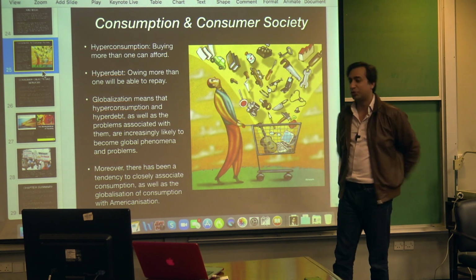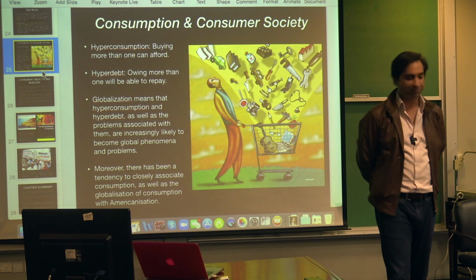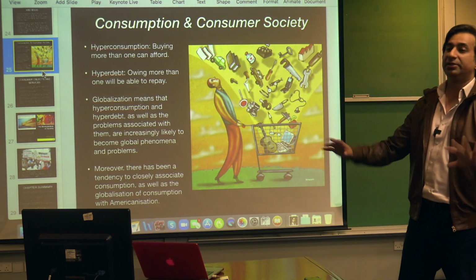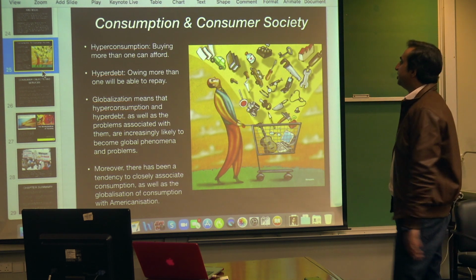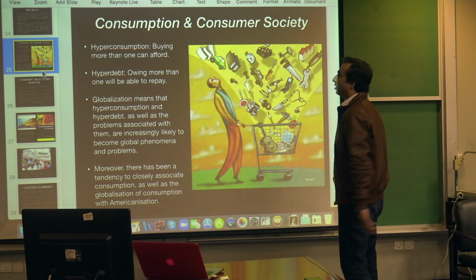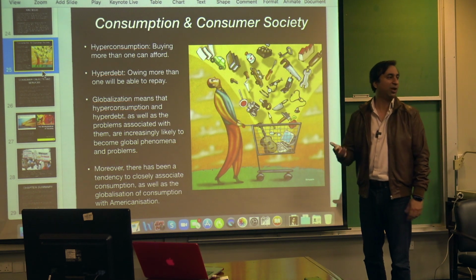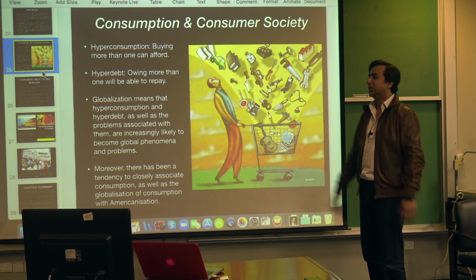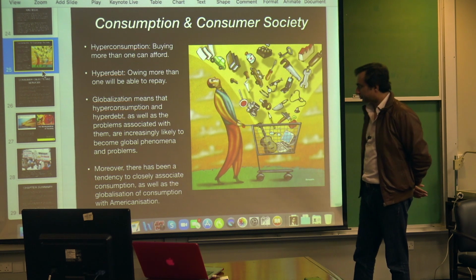But anyway, hyperconsumption is very much part of this new globalized world. Spending more than you have, getting things on credit, and then paying later. And hyper debt, of course. Owing more than one is able to repay also becomes common. And then debt restructuring and so on, and all the bills and tension that come with that.